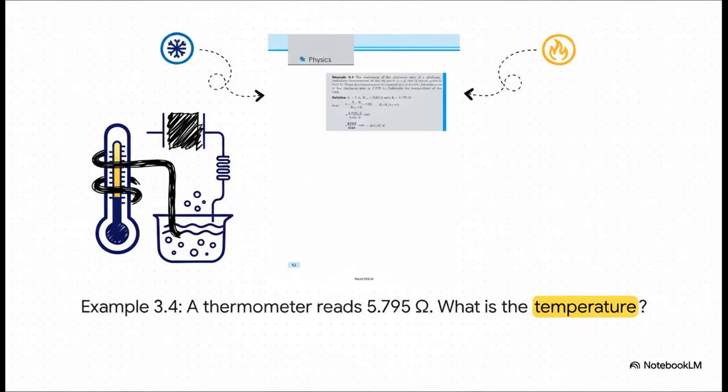Okay, here's another awesome application, building a super accurate thermometer. We've got a platinum wire that we've already calibrated. We know its resistance at freezing is exactly 5 ohms, and at boiling, it's 5.23 ohms. Now we stick this wire into some mystery hot bath, and we measure a resistance of 5.795 ohms. So, what's the temperature of that bath?